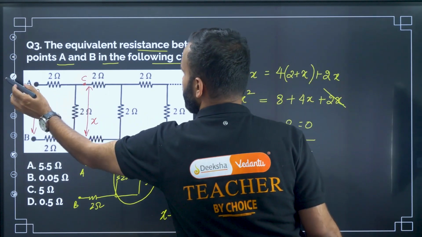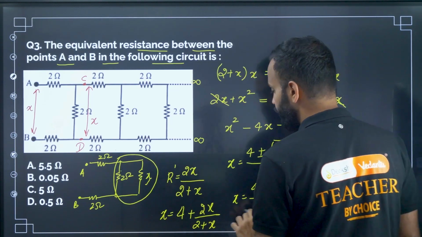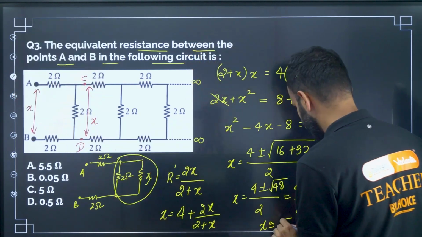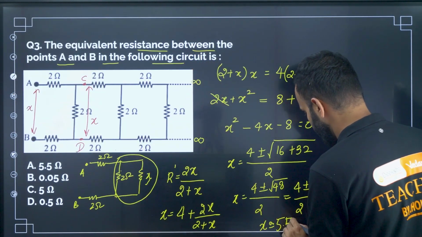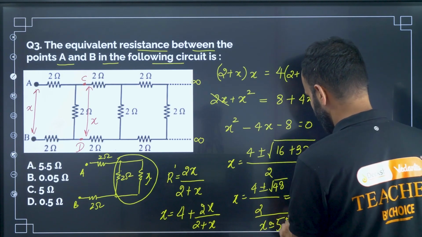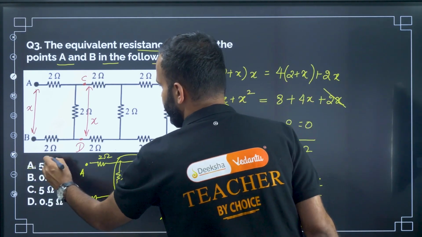X is almost equal to 5.5 ohm. So the correct option is A.